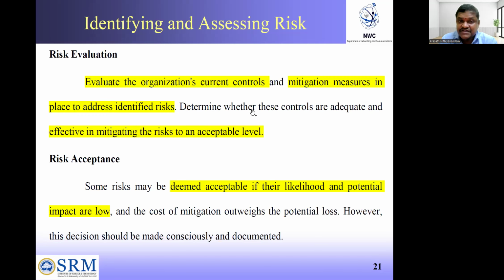And the next one is risk evaluation and acceptance. Risk evaluation involves reviewing the organization's current controls and mitigation measures to determine if they are effective. Some risks may be accepted if their likelihood and impact are low or if the cost of mitigation outweighs the potential loss. All decisions about the risk assessment should be documented. As an example for this, a company accepts the risk of website downtime during scheduled maintenance as the impact is minimal and mitigation costs are high.